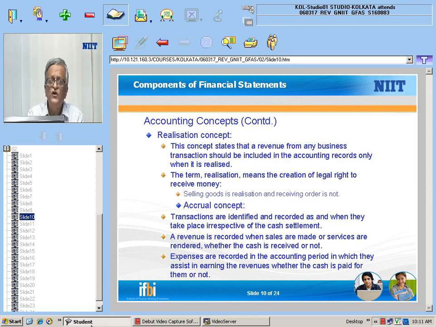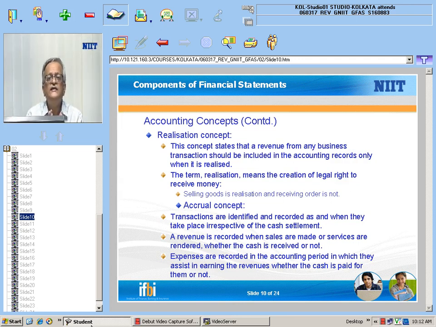If a revenue has fallen due, it also has to be accounted for, whether cash is received or not, whether cash is paid or not. Even if you don't pay cash, the expenditure has to be debited. Keep it separately. When the bill comes, pay the bill.